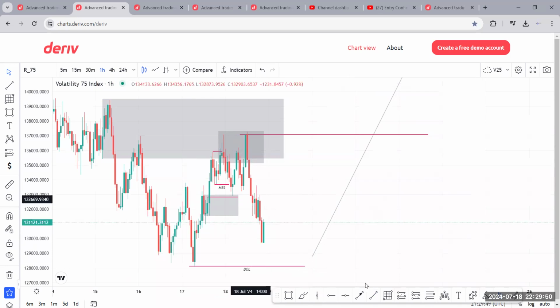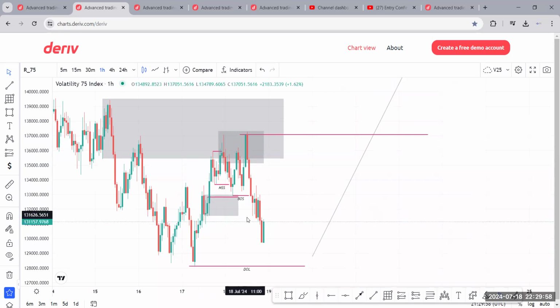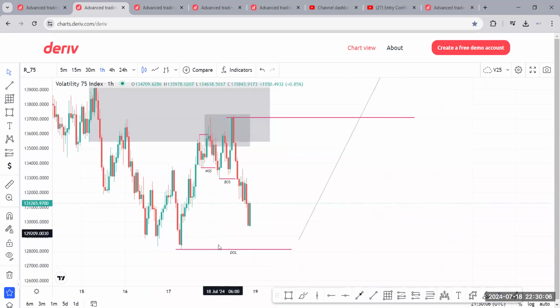All right. Breaking structure here. So breaking structure there. Let me delete this one to make the chart clean. And since then, we have been going down. The goal is to hit this low. So as we broke down, price seems to be retracing.